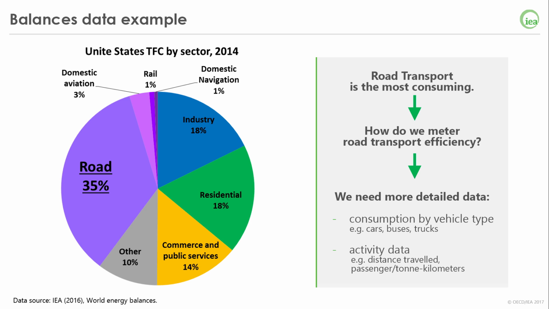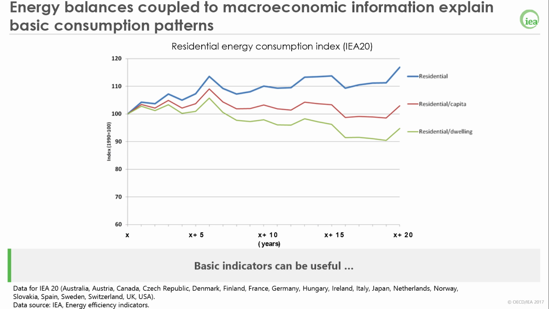We will need more data than the one we have in balances. For example, we need to know the consumption by segment, how much of this road consumption is from freight or from passenger transportation, and the different vehicle types, how much energy is consumed by cars, by motorcycles, buses, and trains. And we will need, additionally, to couple this data with activity data that meter the service provided, as for example, the distance traveled or the passenger or ton kilometer.